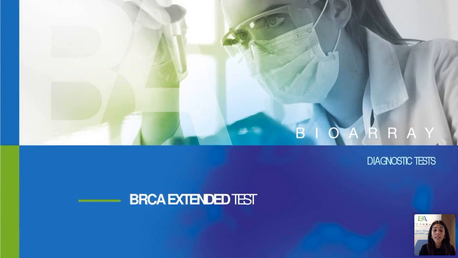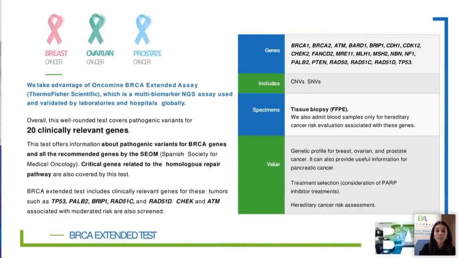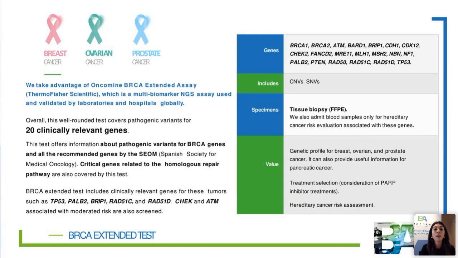So for those cases in which the BRCA screening is not enough and we want to go further into this homologous repair pathway and check extra genes, we have this BRCA standard test. In the BRCA standard test, we don't only check BRCA1 and BRCA2, but also another 18 clinically relevant genes. Here we have the full list, as you can see, not only BRCA1 and BRCA2, but also other relevant genes such as BARD1, BRIP1, PALB2, RAD family, and many others.